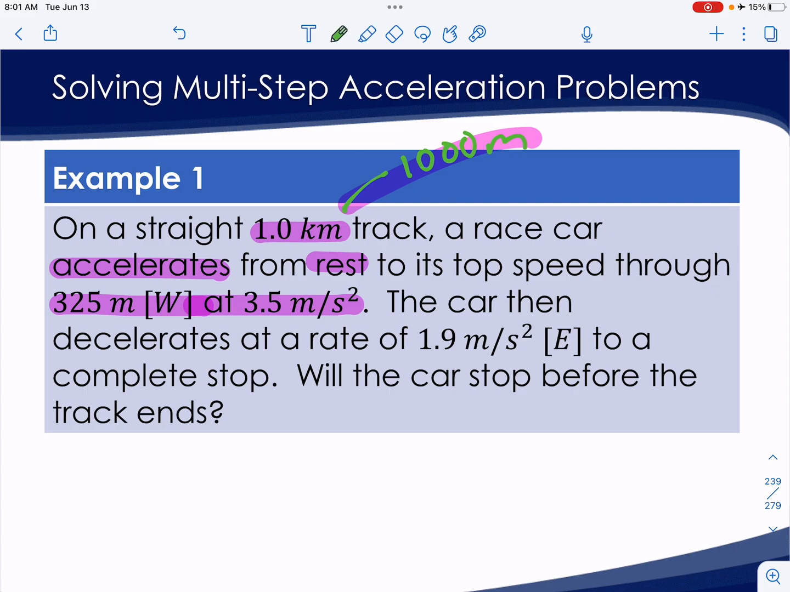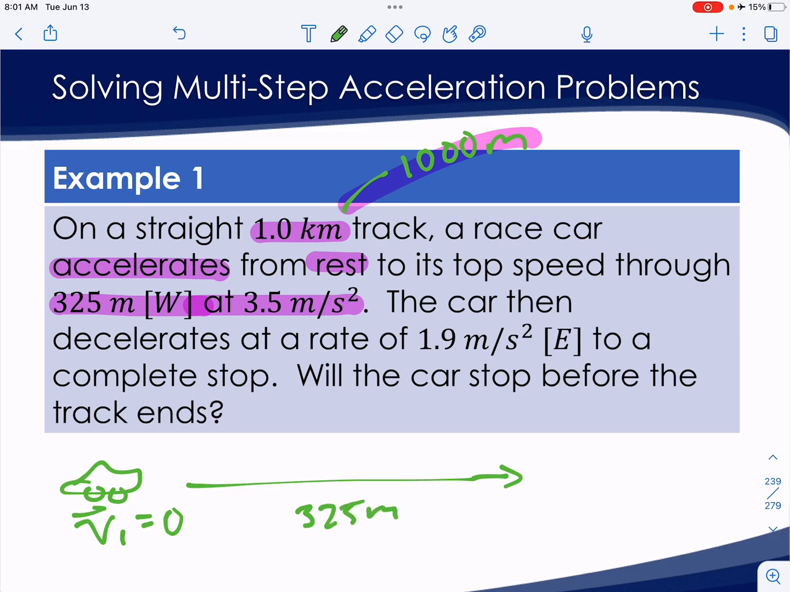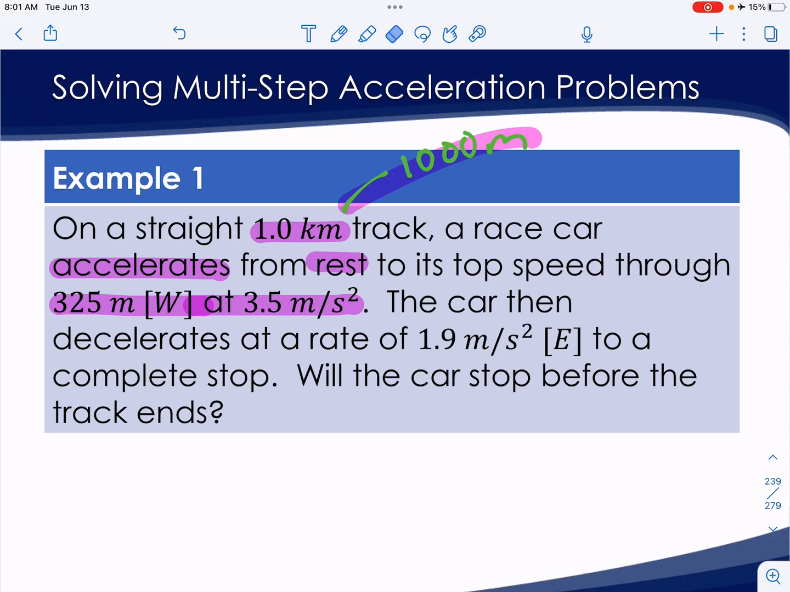So let's start with what we know so far. We know that we have a car. It starts from rest. It accelerates over 325 meters. And this is going to be west. I probably should have drawn it the other way because here, that would normally be east. So let's rearrange this to make it west.